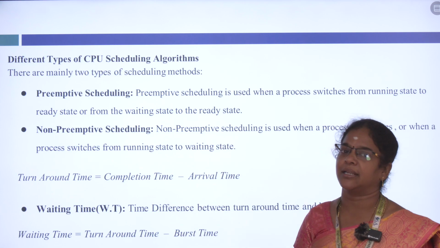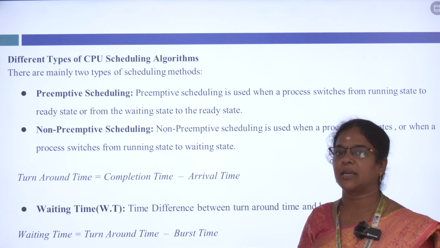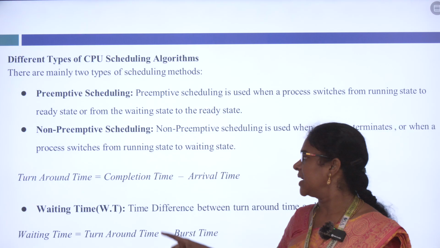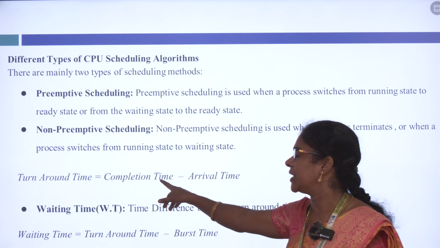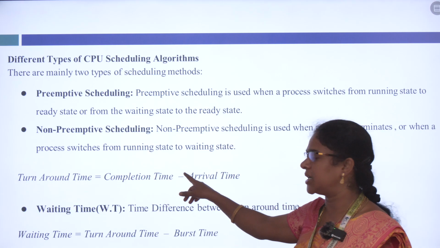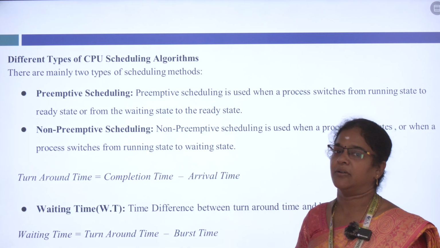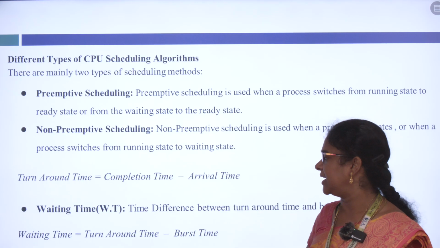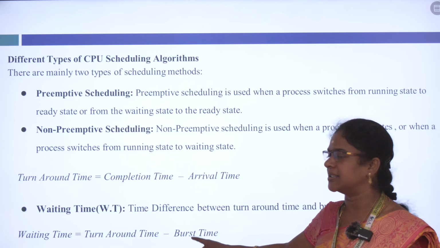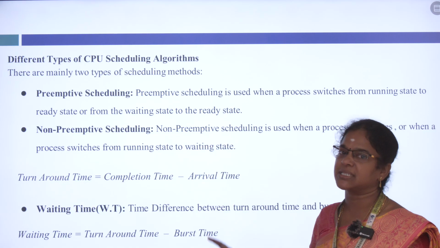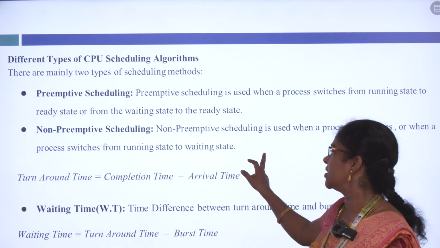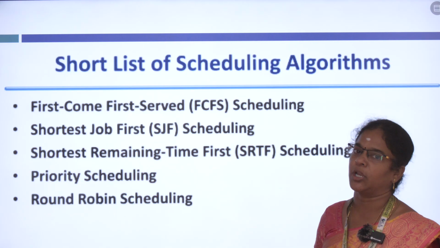How to calculate the turnaround time? The arrival time and burst time are given in your problem. We find out the completion time, and completion time minus arrival time is the turnaround time. What is the waiting time? Waiting time is the turnaround time minus burst time. Now we see the types of scheduling algorithm.